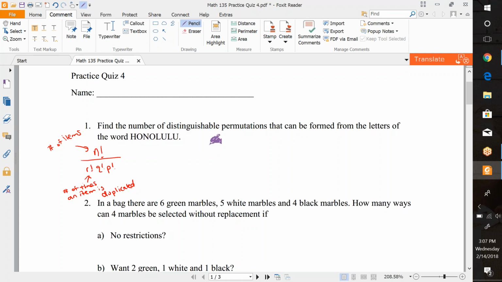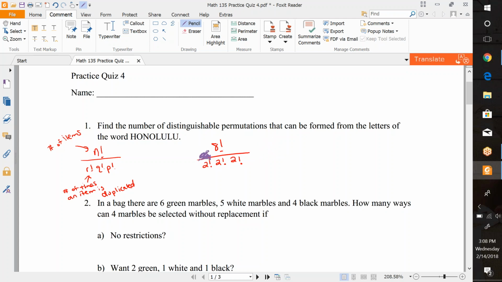So Honolulu has 8 letters, so this would be 8 factorial over, and then we have only one H, so if you wanted to write a 1 factorial you could, but that's not going to really change anything. We have 2 O's, so we're going to need a 2 factorial for the O's. We only have one N, we have 2 L's, and we have 2 U's. So we get 8 factorial over 2 factorial times 2 factorial times 2 factorial.